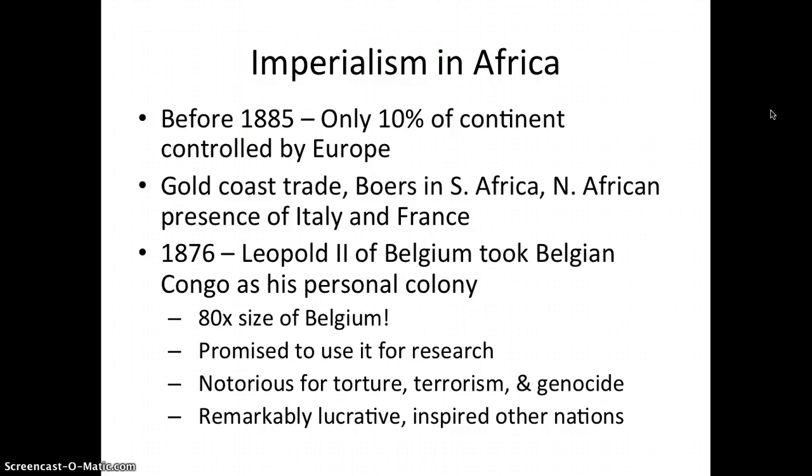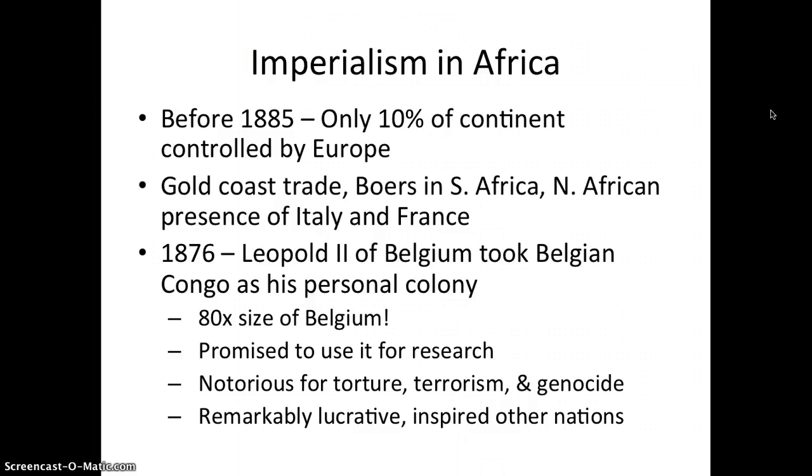In 1876, things really start to change quickly. King Leopold II of Belgium sends Henry Stanley to go claim Belgian Congo as his personal colony. Now, this is not the colony of Belgium. This is his own fiefdom. Like, he owns it. It's so weird. It's 80 times the size of Belgium itself, and he promised to use Belgian Congo for research. But what really happened was torture, terrorism, and genocide. It was a terrible, terrible experience. We'll look at that in class next week, but it was not what he said it would be.